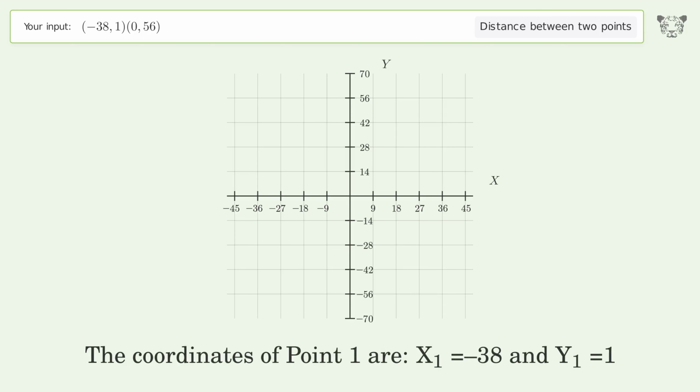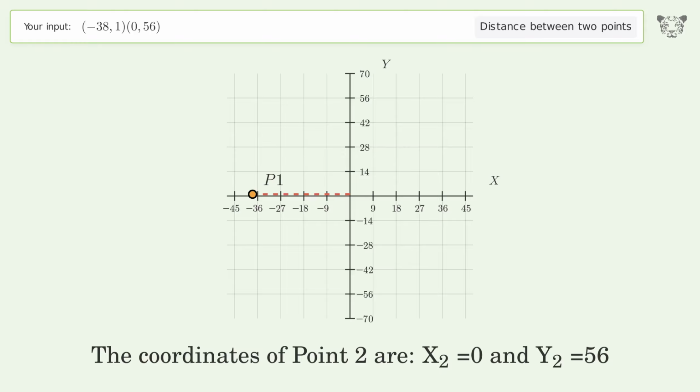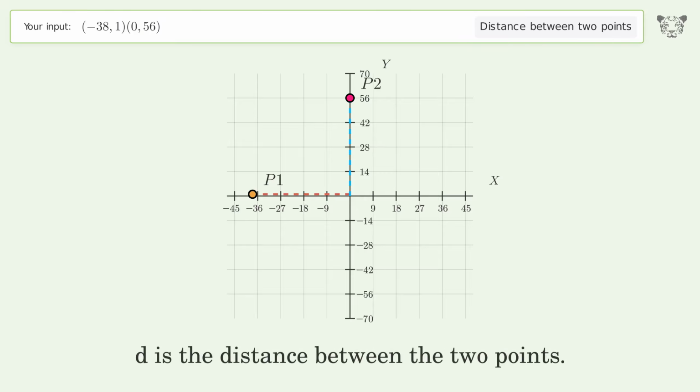The coordinates of point 1 are x1 equals -38 and y1 equals 1. The coordinates of point 2 are x2 equals 0 and y2 equals 56. D is the distance between the 2 points.